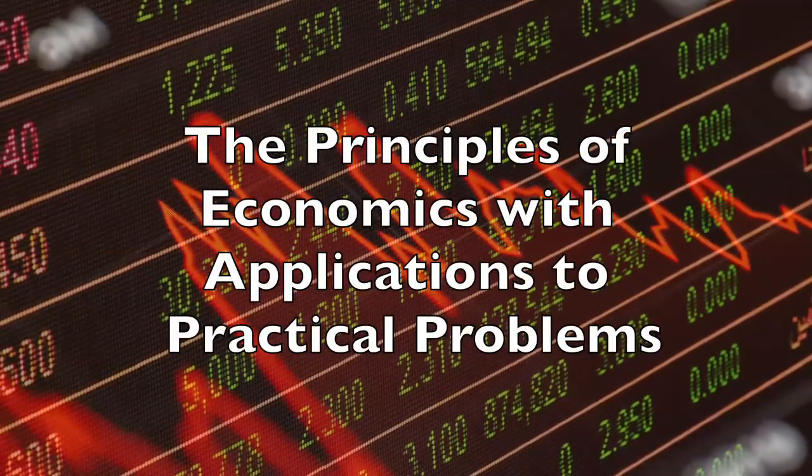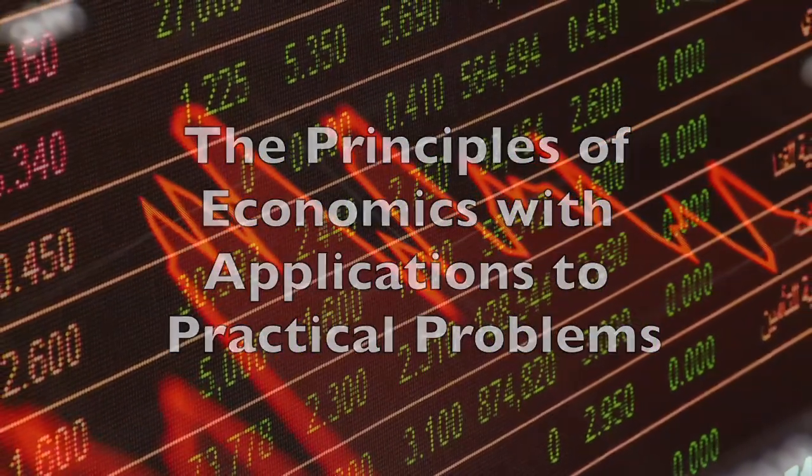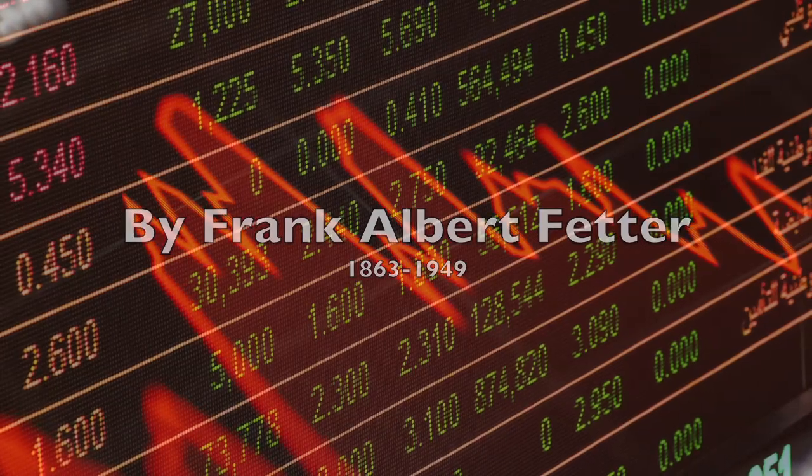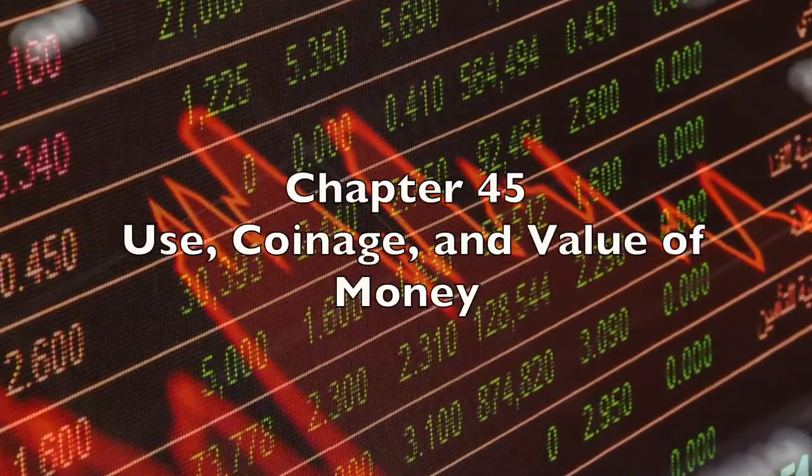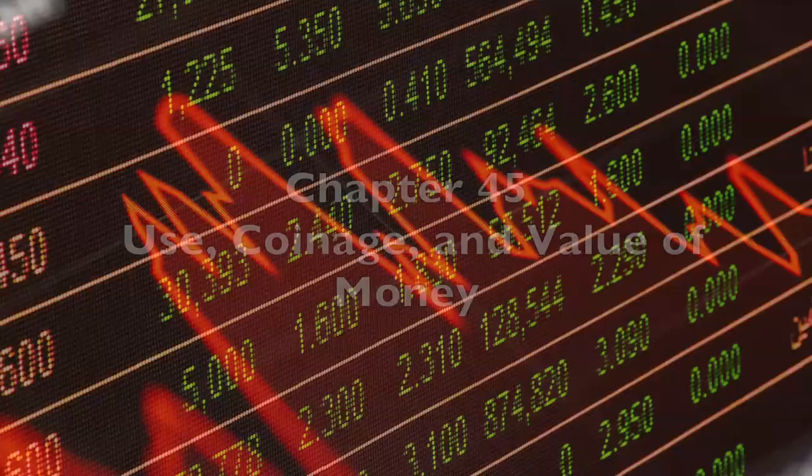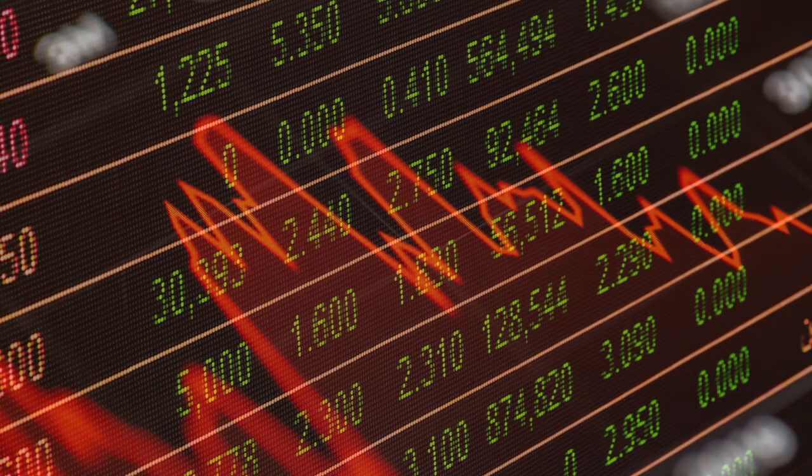Principles of Economics with Applications to Practical Problems by Albert Fetter. Chapter 45. Use, Coinage, and Value of Money. I. The precious metals as money.